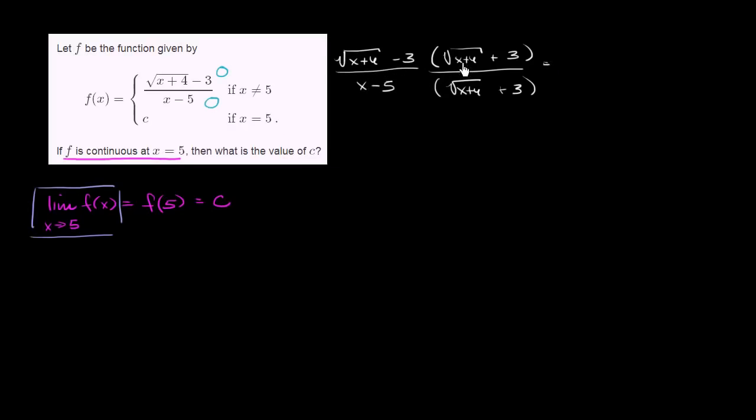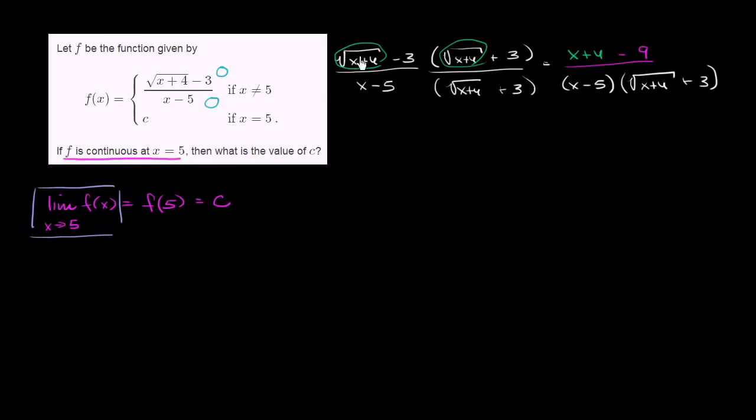Something minus something times something plus something. So the first term is going to be the first something squared. So square root of x plus 4 squared is x plus 4. And the second term is you're going to subtract the second something squared. So you're going to have minus 3 squared, so minus 9. And then in the denominator, you're of course going to have x minus 5 times the square root of x plus 4 plus 3.